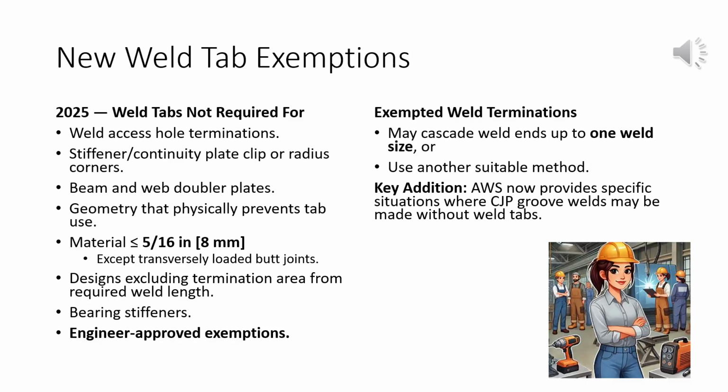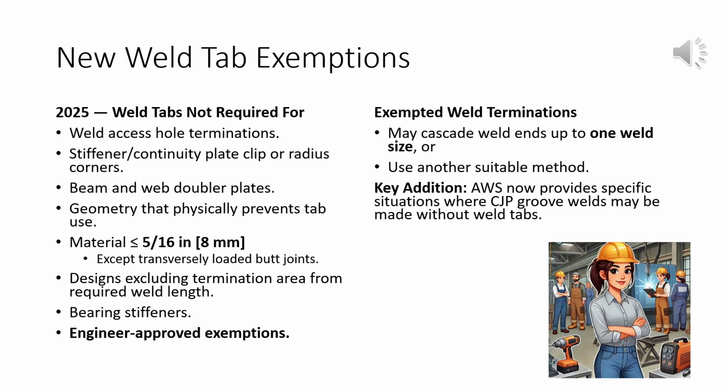New weld tab exemptions. The other major addition is a specific list of situations where weld tabs are not required. AWS gives us 8 exemptions. These include weld terminations at weld access holes, certain terminations at stiffener and continuity plates, beam and web doubler plates, and locations where the physical geometry simply doesn't permit the use of a weld tab. There's also an exemption for joints in material 5/16 of an inch or 8 millimeters and thinner, although that exemption does not apply to transversely loaded butt joints.